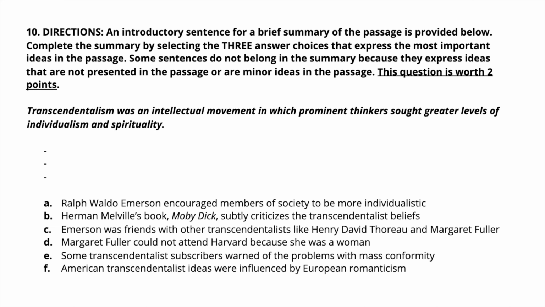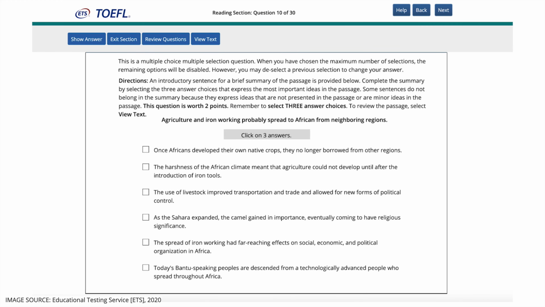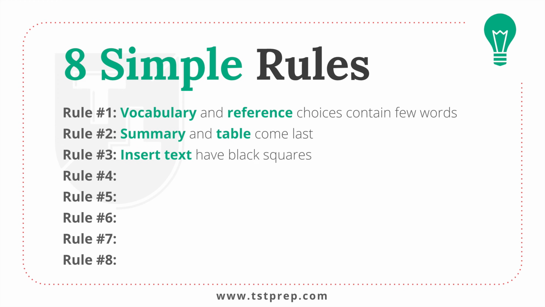They'll look something like this. This is TST Prep's version. It's a little bit different than the actual test. The actual test, it'll look something like this, but you'll have to choose multiple answers, and it's always the last question. So that's pretty simple, and this is an example of a table question. And again, it's always the last question of the passage.